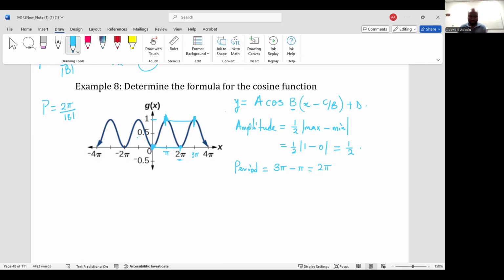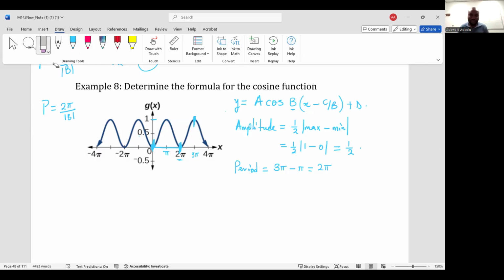Teacher, if I use two least points, will I get the same thing? Yes. Look at this. From here to here, here is 2 pi, here is 0. 2 pi minus 0 is 2 pi. So it is still the same thing.